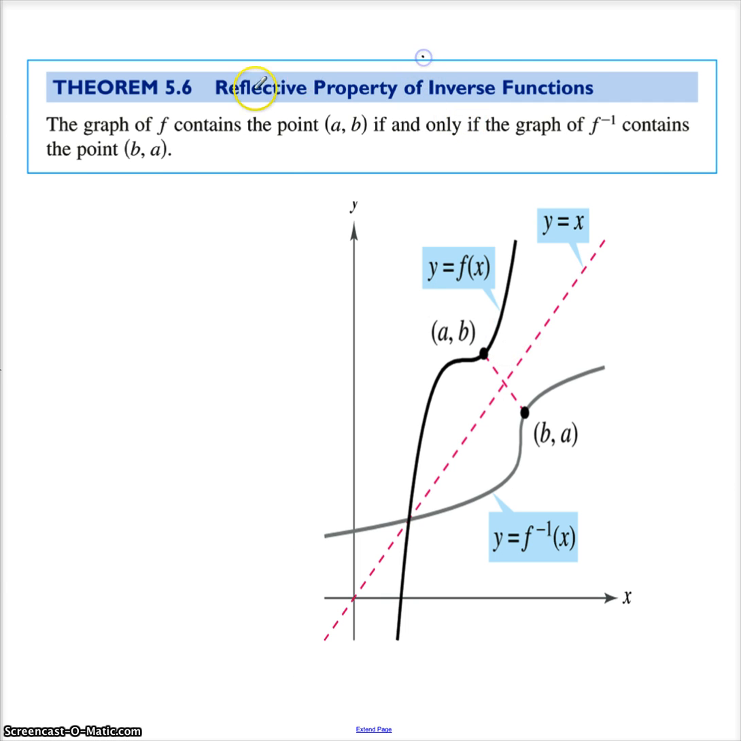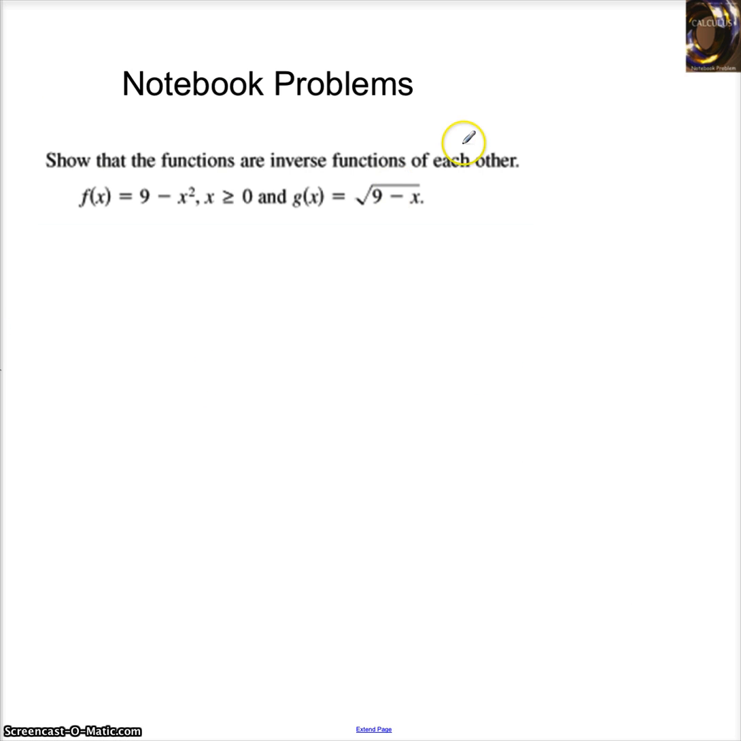Let's look at the reflexive property of inverse functions. Suppose I have a graph of f that contains the point (a, b). All right. Then the inverse of the function, first of all, can be reflected about y equals x. And the inverse function contains the point (b, a). So if f of x contains (a, b), the inverse contains (b, a). Now, try this problem. Turn the video back on when you're done.